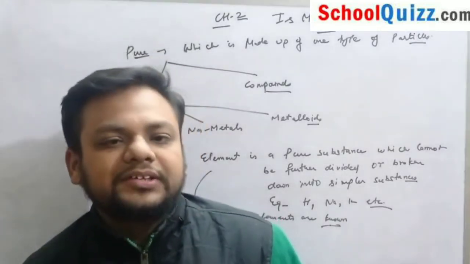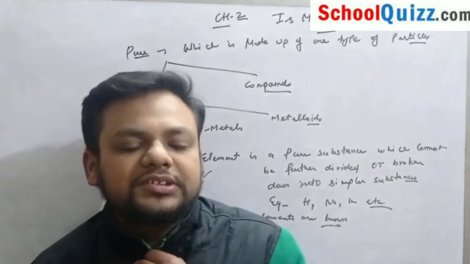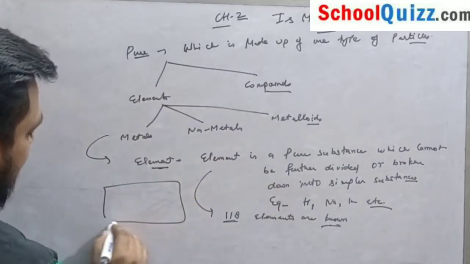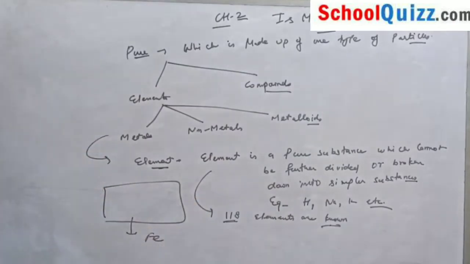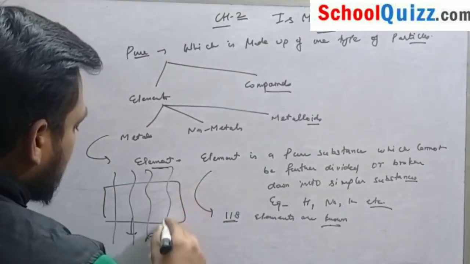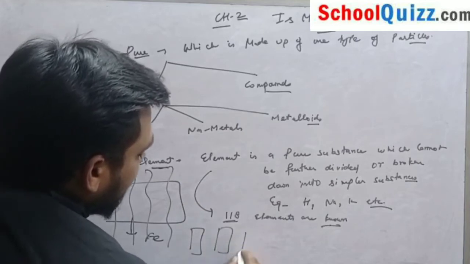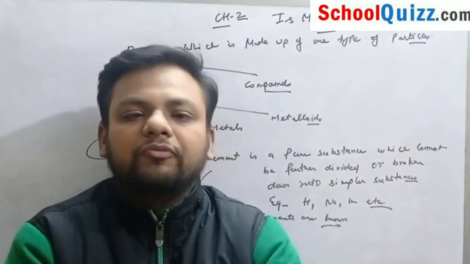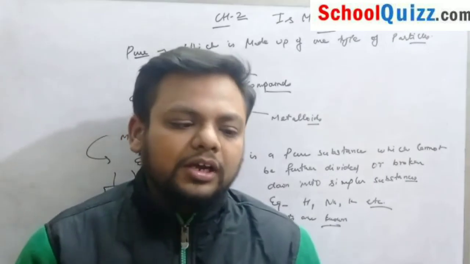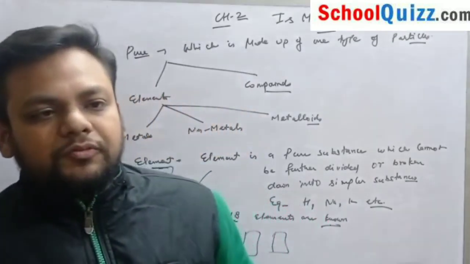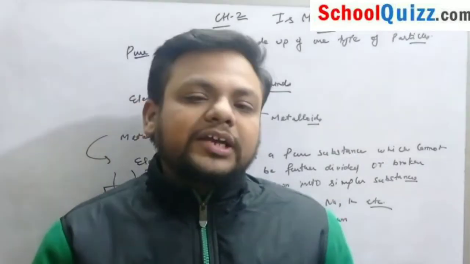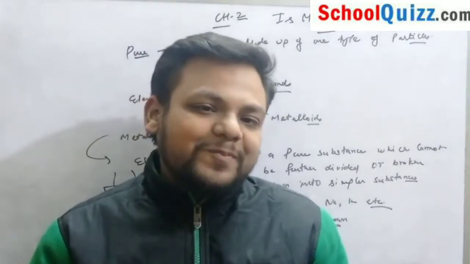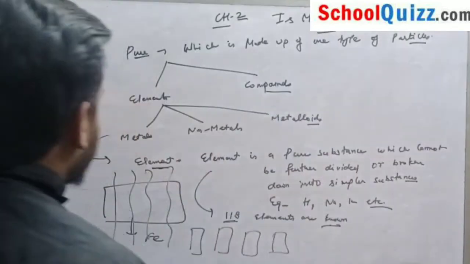So first of all, what is an element? An element is a pure form of substance which cannot be further divided. For example, suppose we have a piece of iron and we further divide it, all the pieces are of iron. So an element is a pure form of substance which cannot be further divided. On the basis of their properties, they can be classified into three types: metals, non-metals, and metalloids.